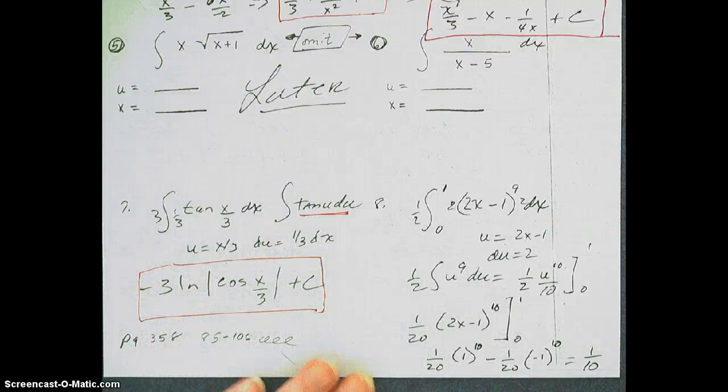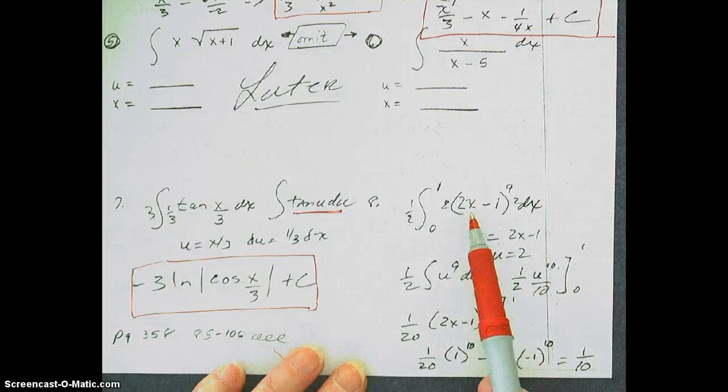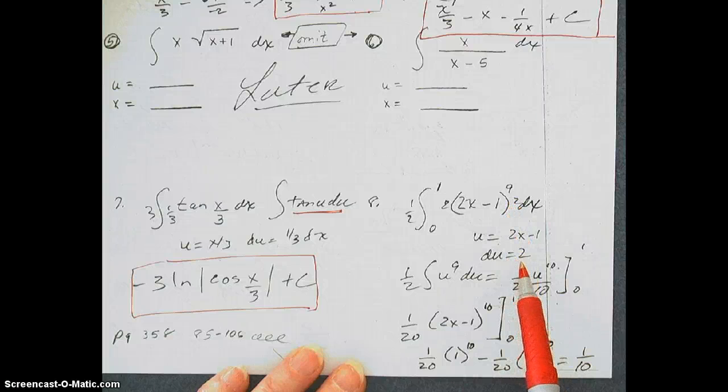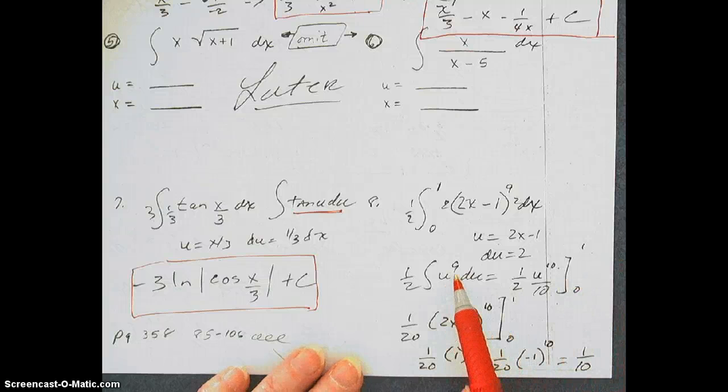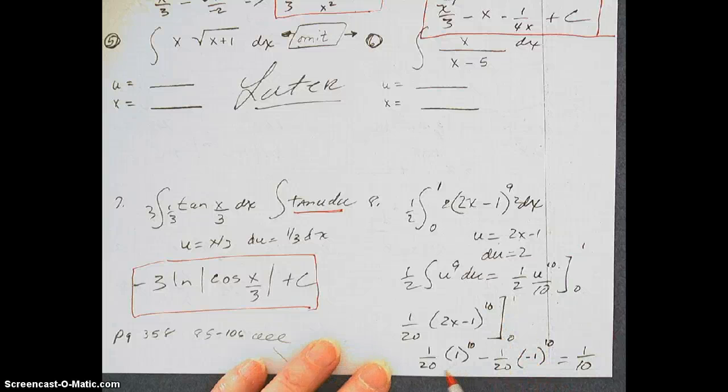And number 8, I'm going to try to make this a u to the 9th du. So I have a power. Du is 2, so I needed to counterbalance it with a 1/2. This gave me something to the power du. So I take it to the 1 more power, all divided by that power. And then I substitute in. When I substitute in a 1, I get 1/20 times 1 to the 10th. Minus 1/20, if I stick in a 0, I get a negative 1 to the 10th, which is a positive. So 1/20 plus another 1/20 is 2/20 or 1/10.